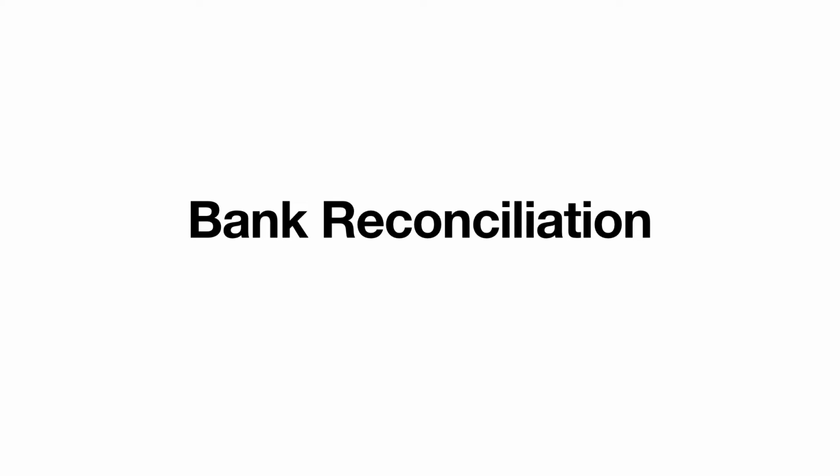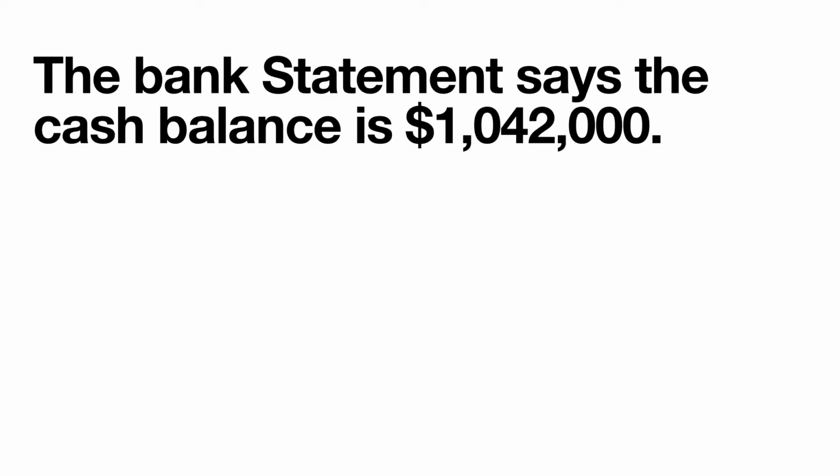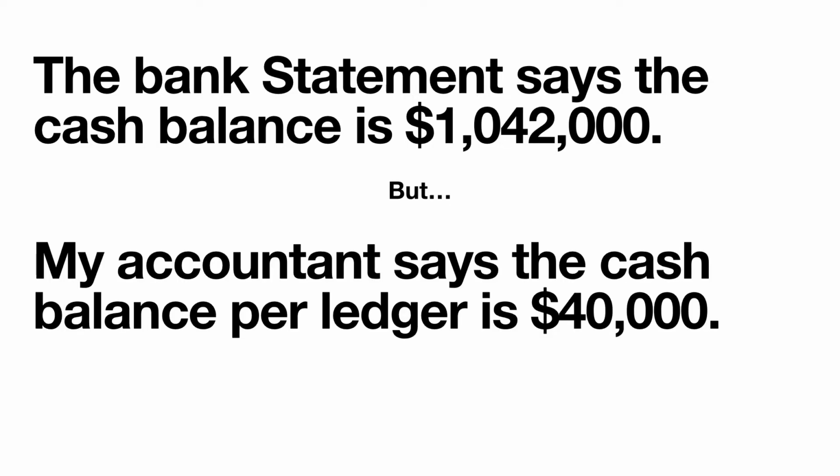We need to do a bank reconciliation once per month. Let's say that when we receive the bank statement in the mail, it says that the cash balance is $1,042,000. But my accountant says the cash balance per our ledger is only $40,000. Well, who's right?